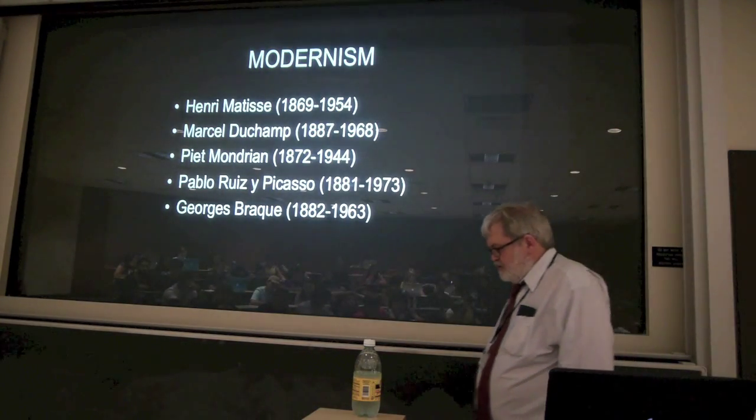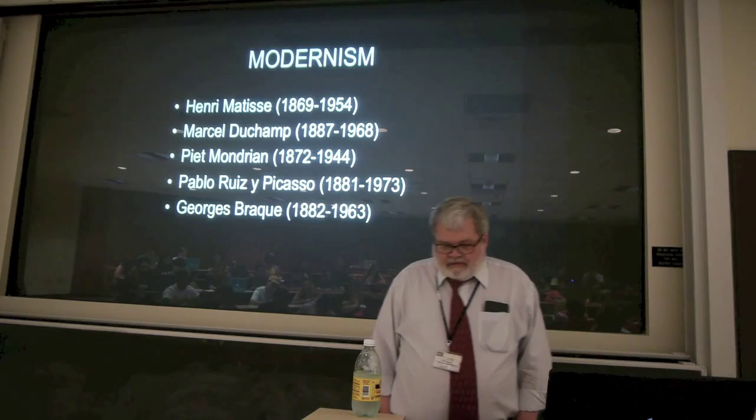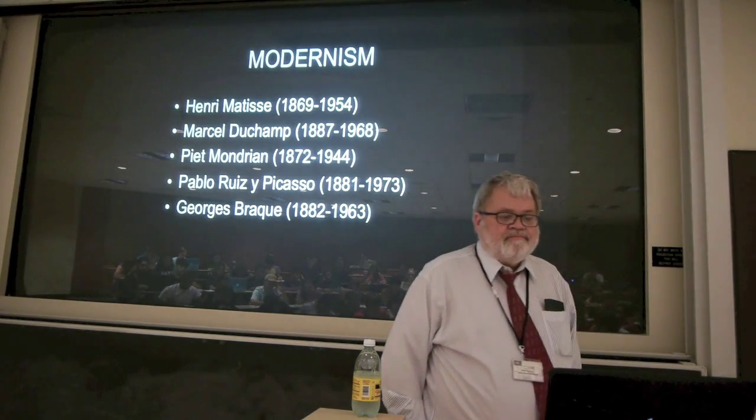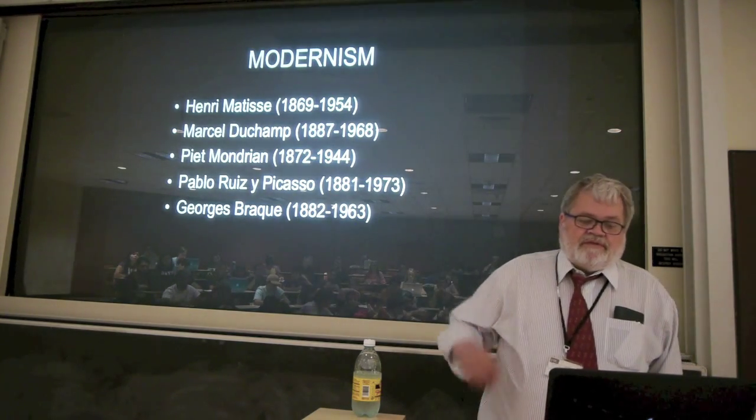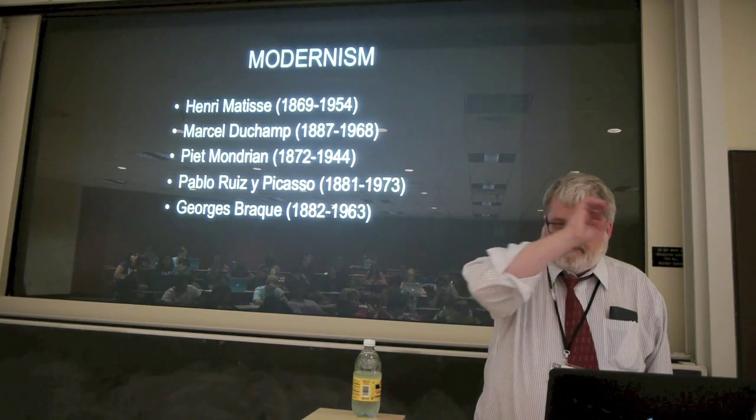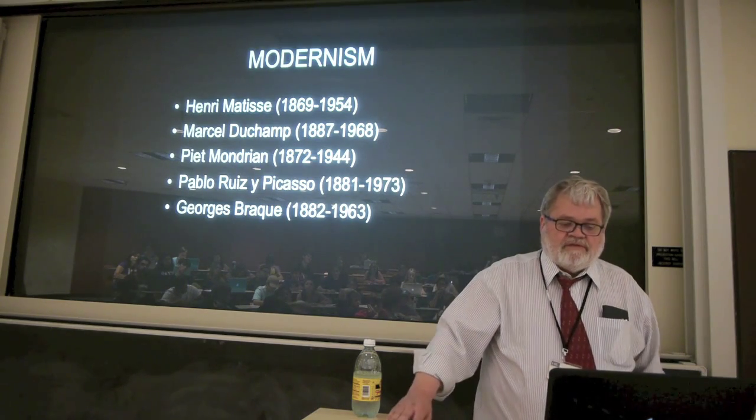Well, all this is, of course, leading to the big revolution, which is modernism. You will see that people like Matisse and Duchamp appear out of the earlier schools and into modernism as well.